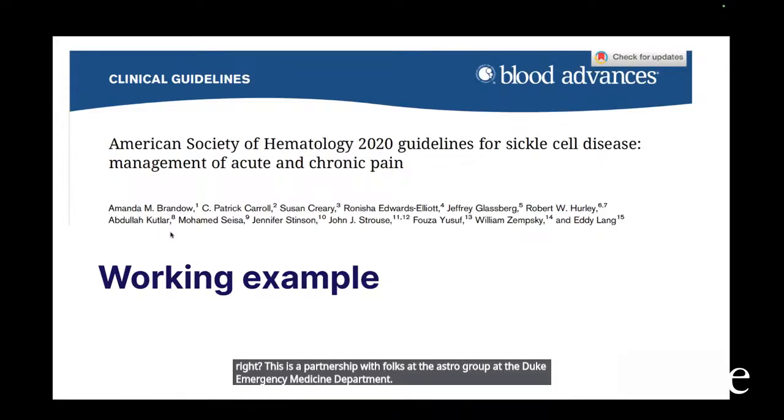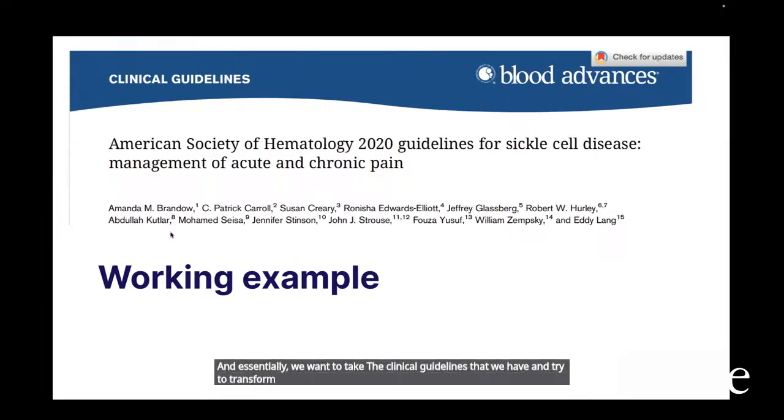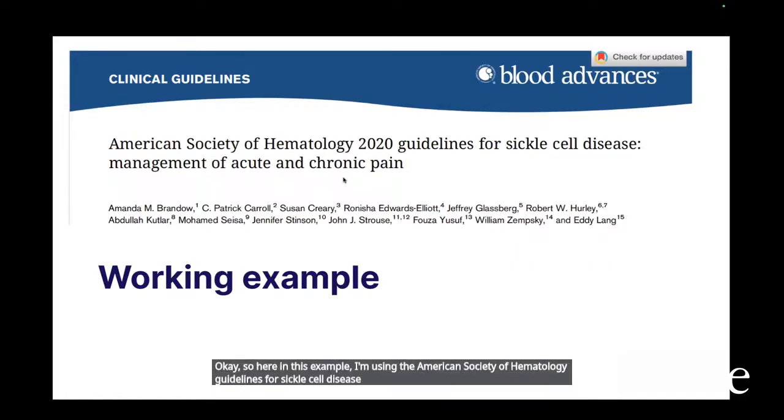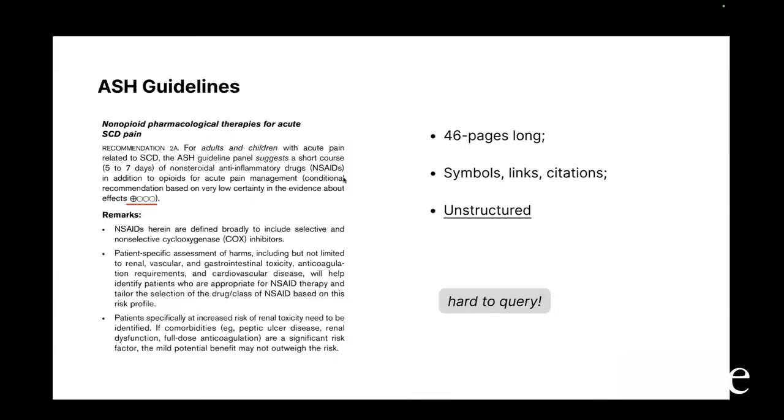And essentially, we want to take the clinical guidelines that we have and transform them into a knowledge graph, like a database that the machine can extract information from, okay? So here in this example, I'm using the American Society of Hematology guidelines for sickle cell disease, specifically for acute and chronic pain. This is how the document looks, okay?